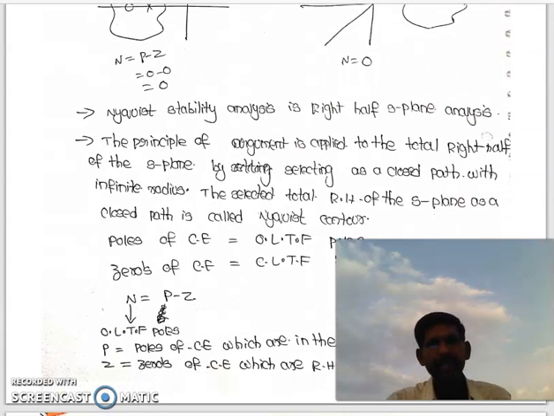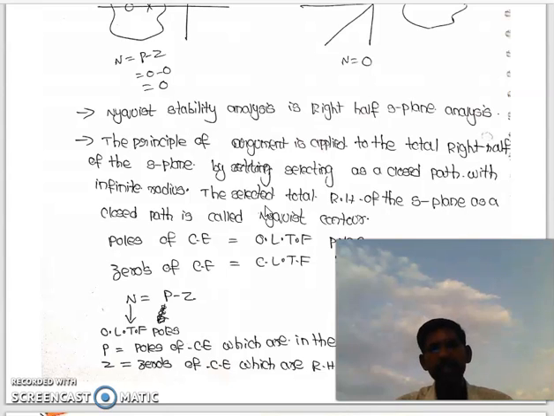Keep in mind that the Nyquist stability analysis is a right half of S-plane analysis. The principle of argument is applied to the total right half of the S-plane by selecting a closed path with the infinite radius. The selected total right half of the S-plane as a closed path is called the Nyquist contour.